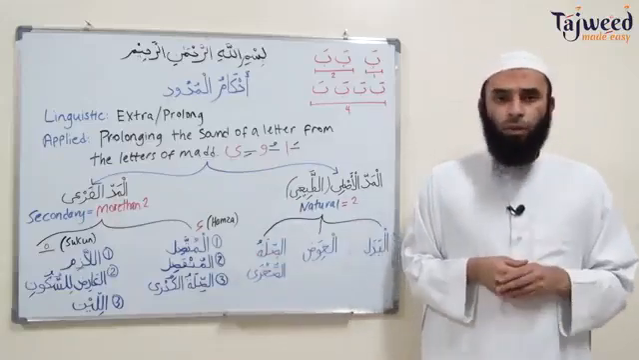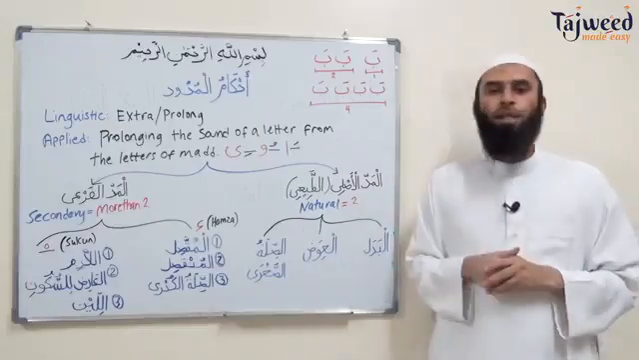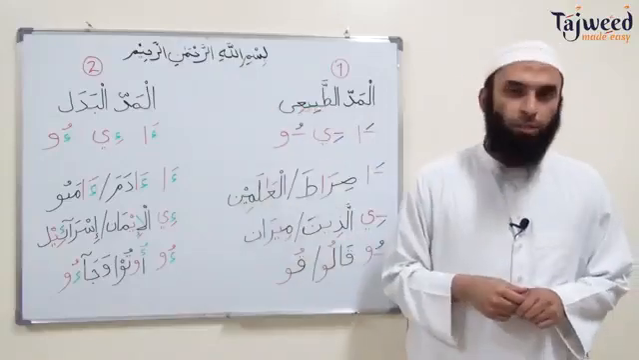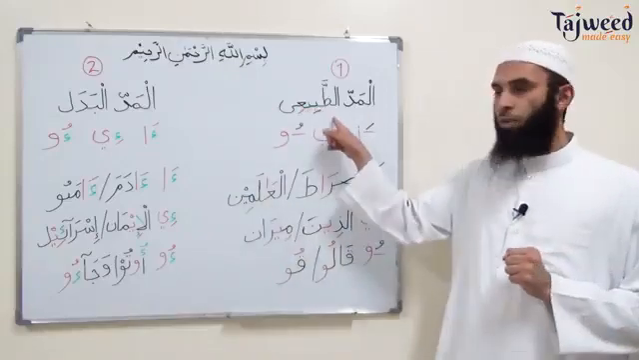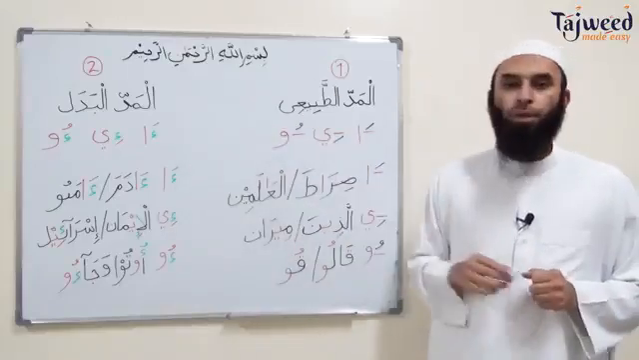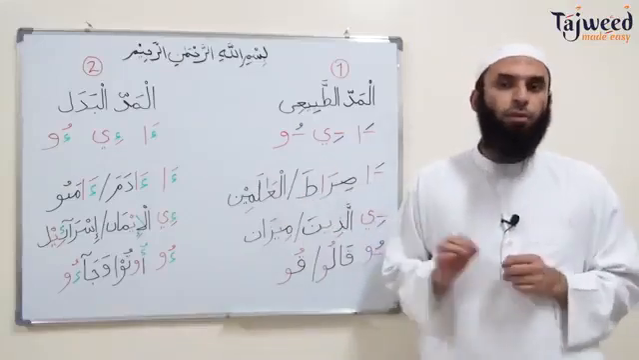Now today, inshallah, we're going to look at 2 types of mad: mad al-tabi'i, the origin mad, and mad al-badl. I have here on the board the first 2 mads. From the 9 mads, the first one is mad al-tabi'i, and the second is mad al-badl. Both of them are 2 counts, so we're going to stretch them 2 counts.